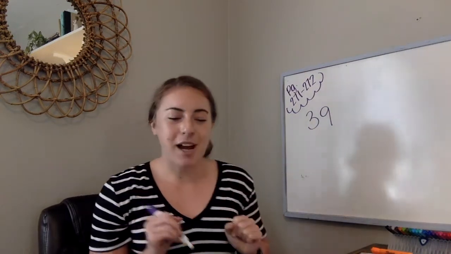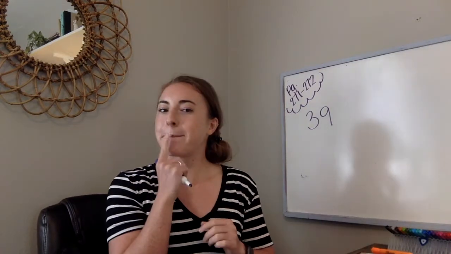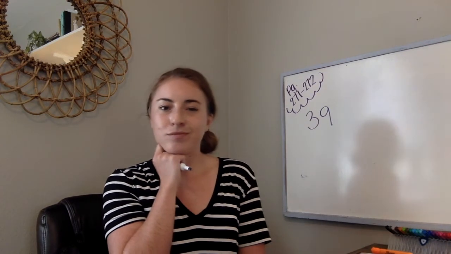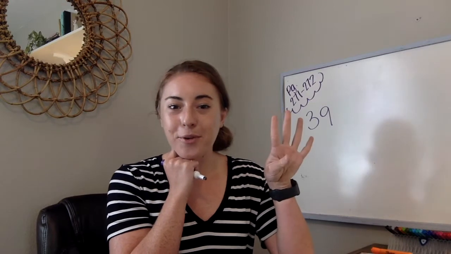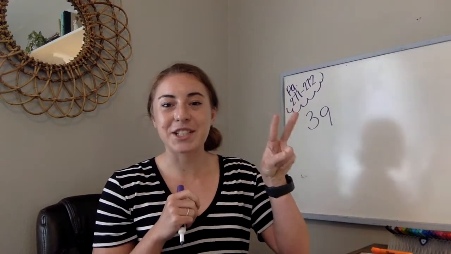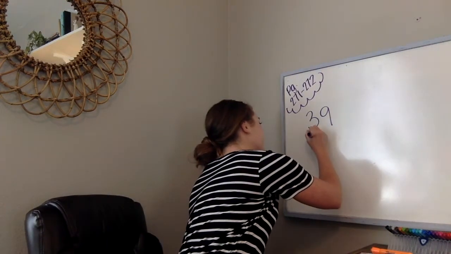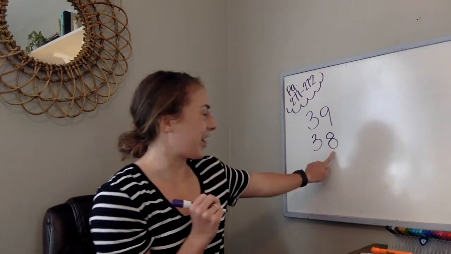The second number I'm thinking of is after 37. What comes after 37? Ready? 5, 4, 3, 2, 1. The number after 37 is 38. Check your numbers.